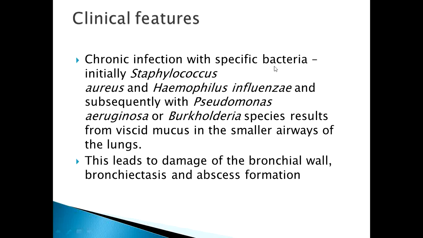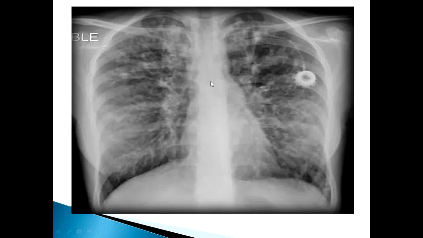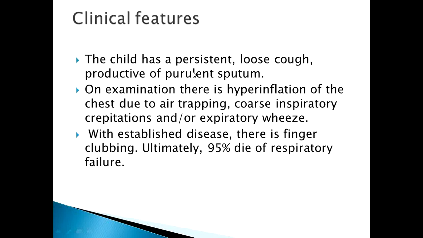Chronic infection with specific bacteria, initially Staphylococcus aureus and Haemophilus influenzae, and subsequently with Pseudomonas aeruginosa or Burkholderia species, results from viscid mucus in the smaller airways of the lungs. This leads to damage of the bronchial wall, bronchiectasis, and abscess formation. Here is a chest X-ray of one of the patients with cystic fibrosis showing haziness in the lung areas bilaterally due to some ongoing infection. The child has a persistent loose cough productive of purulent sputum. On examination, there would be hyperinflation of the chest due to air trapping, so the chest will be deformed.